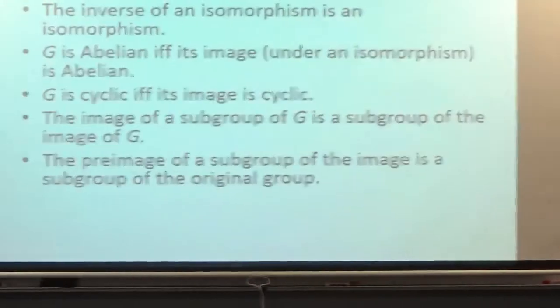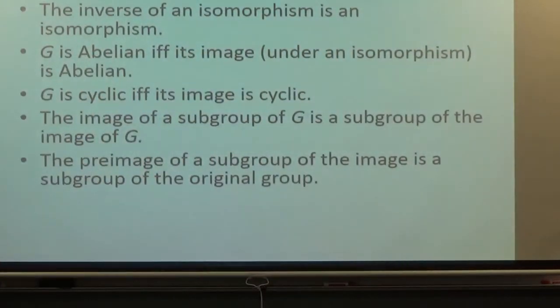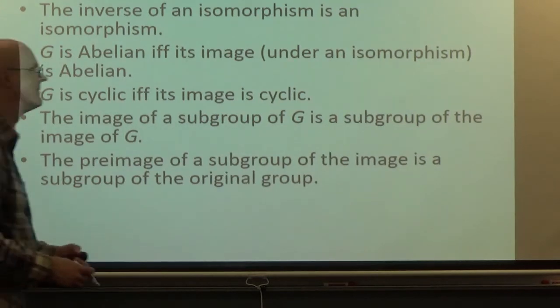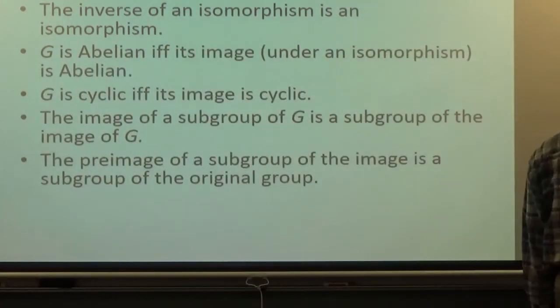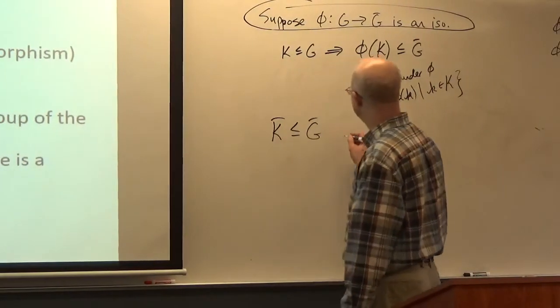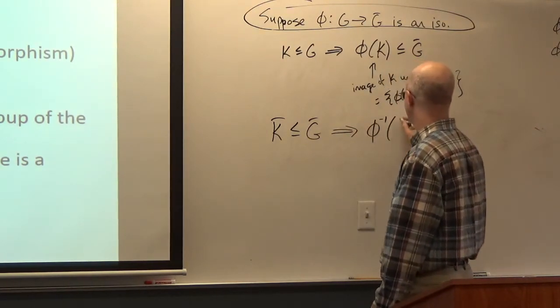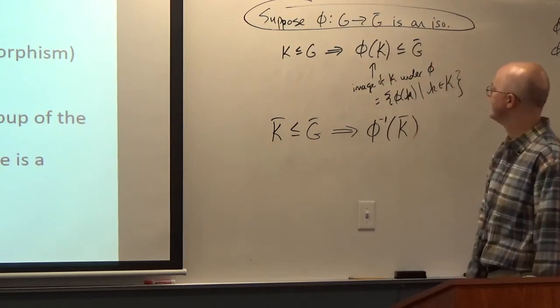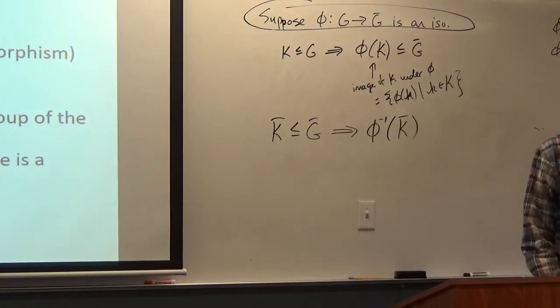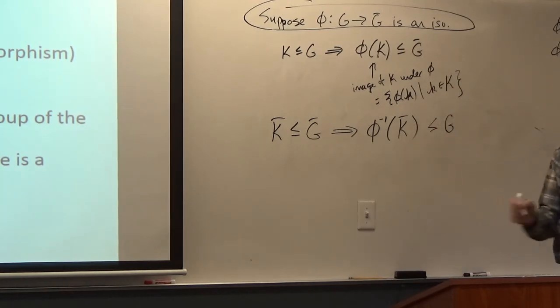Here's something similar but a little trickier, at least in how it's described. The preimage of a subgroup of the image is a subgroup of the original group. What's a preimage? This is saying if K bar is a subgroup of G bar, it's got something called a preimage in G, which you can write this way. And that's going to be a subgroup of G. What is this thing? You can think of it in two ways.